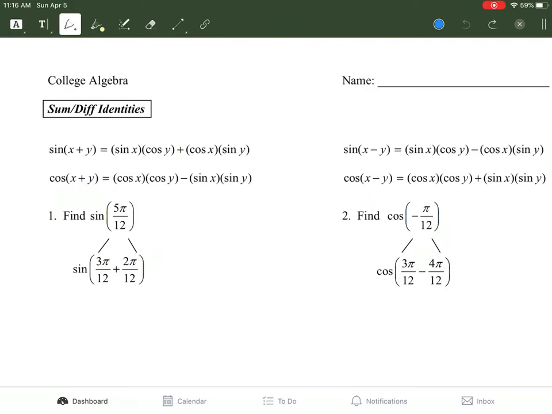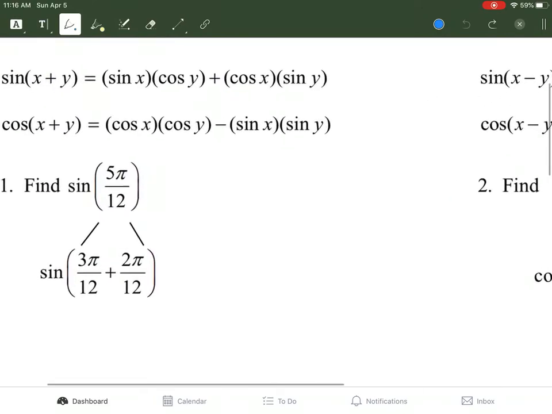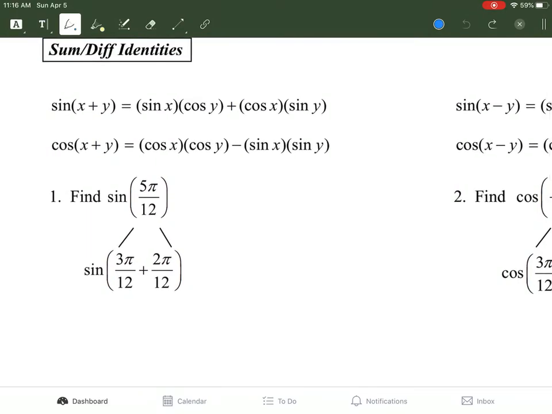Okay, so these are the four identities for sine and cosine. You've got two for sine, so there's plus or minus for sine, and plus or minus for cosine. What you're going to do is use this idea if you're given a radian for a problem that's not on the unit circle. So in question number 1, we see that it's 5 pi over 12. Okay, so the question is, how do we make this into a radian that we do know that's on the unit circle?